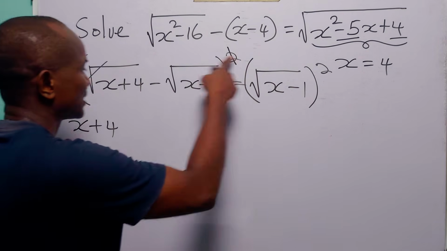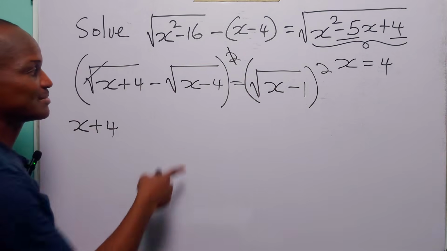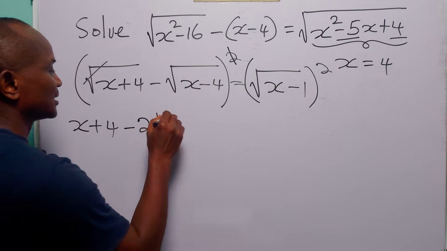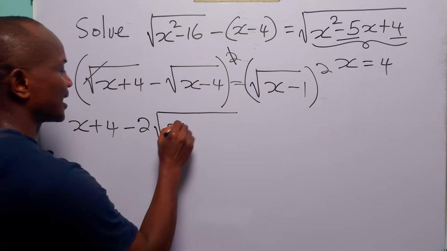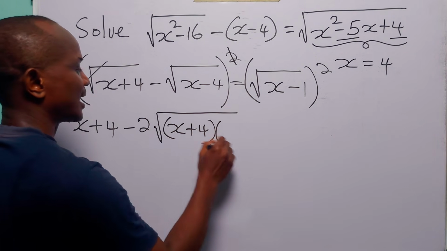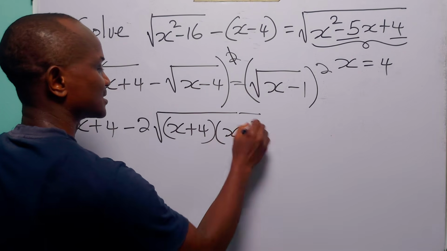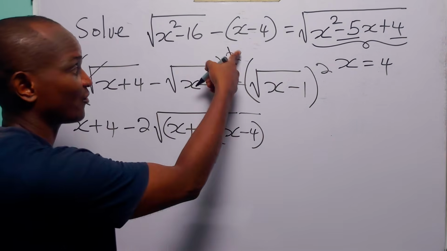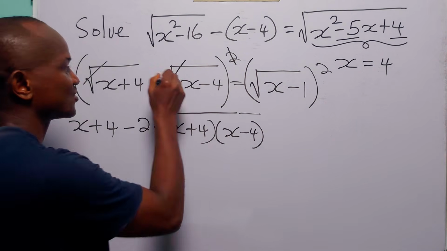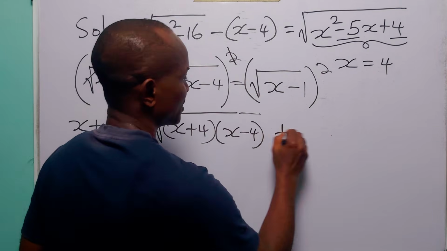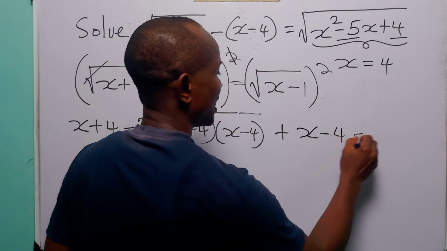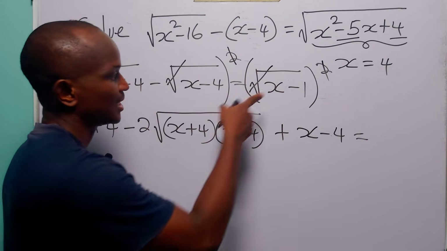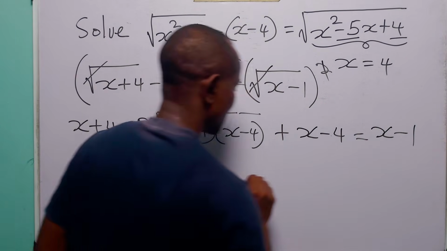Then we have 2 times this square root times minus this square root. That is minus 2 times the square root of x plus 4 times x minus 4. And finally, we have minus the square root of x minus 4 squared. Once more, this is going to take care of that, leaving us with plus x minus 4. And of course, on the right hand side, you know that this is going to take care of that, leaving us with x minus 1.